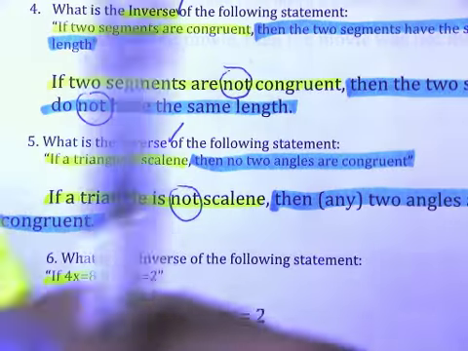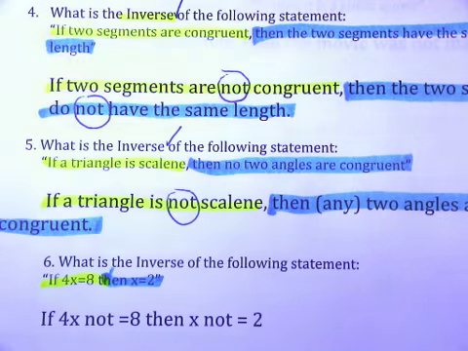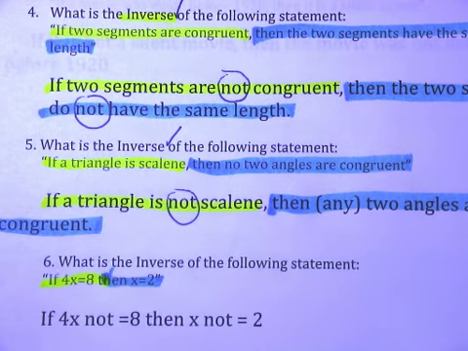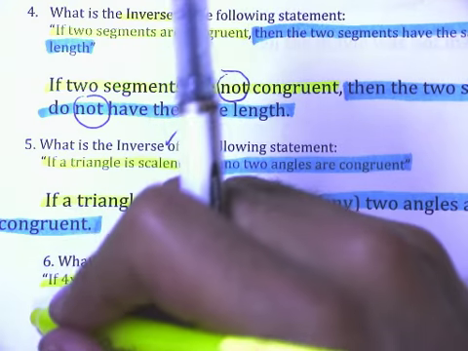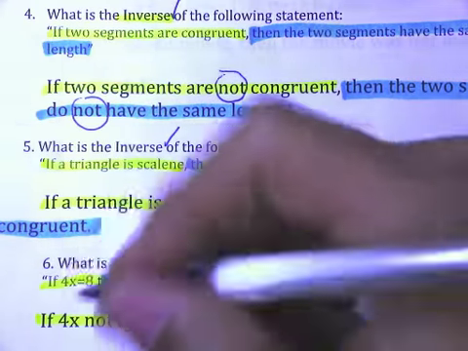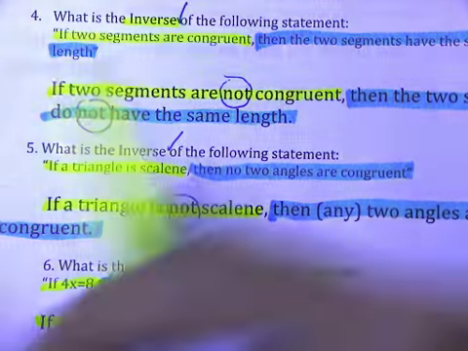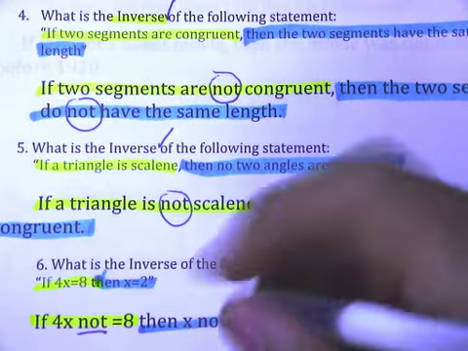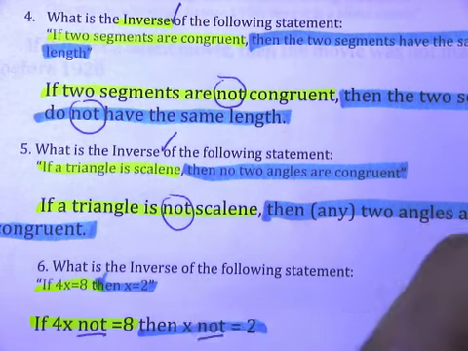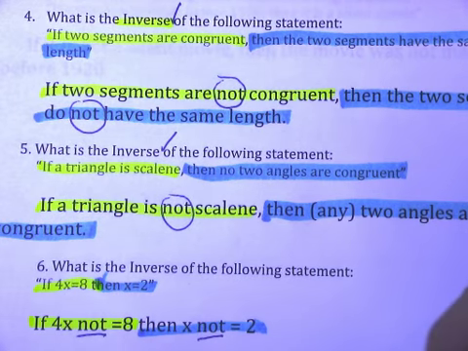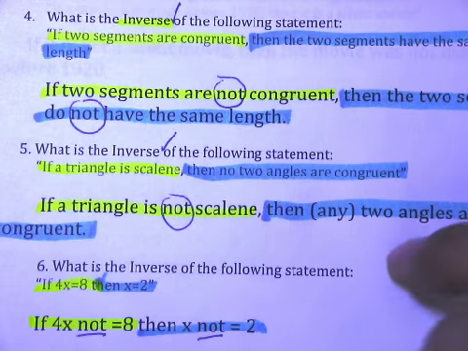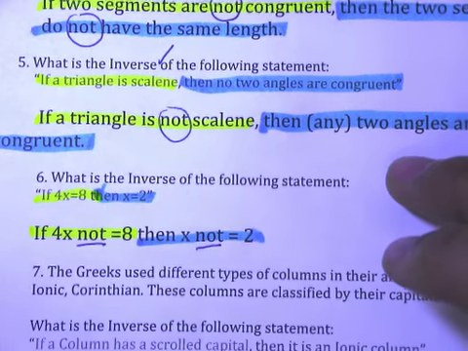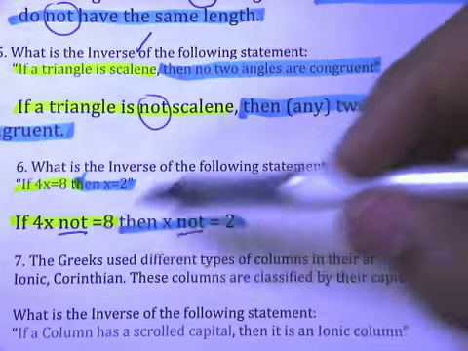Number 6 was the easiest one. My hypothesis is if 4x is equal to 8, then x is equal to 2. Well, the inverse is the negation. If 4x is not equal to 8, then x is not equal to 2. This is the inverse.